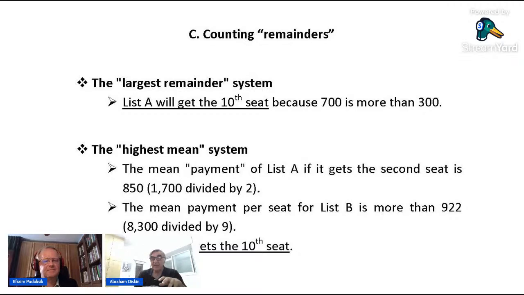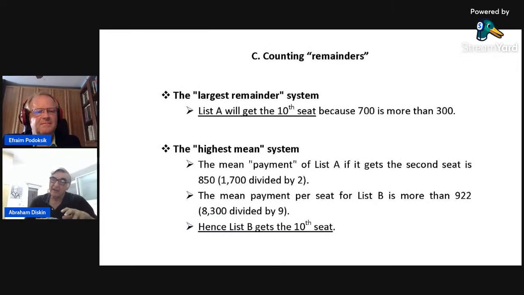If we take the other party, the large party, party B, we know that it deserves 8 seats. Suppose we add 1 seat to that party. We take the number of votes given to that list, 8,300, and divide by 9: the 8 seats which were already guaranteed, and the additional seat. In that case, we divide 8,300 by 9, and the result is a little bit more than 922.